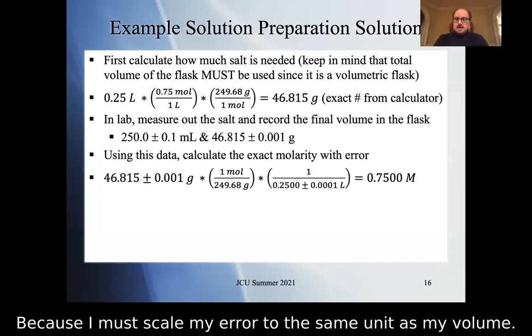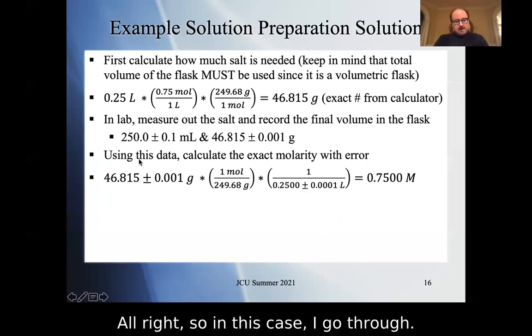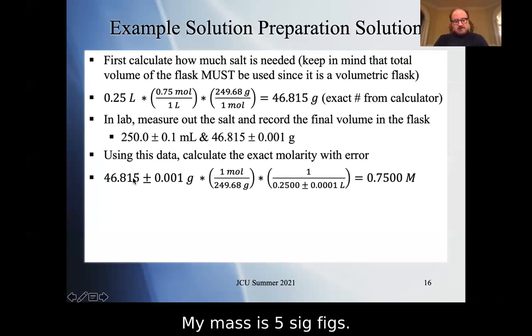Because I must scale my error to the same unit as my volume. All right, so in this case, I go through. My mass is 5 sig figs. My molar mass is a constant. That doesn't impact sig figs. My volume is 4 sig figs, right?